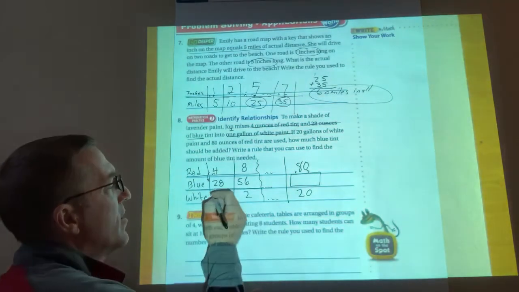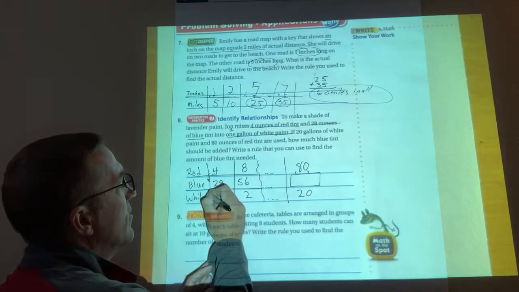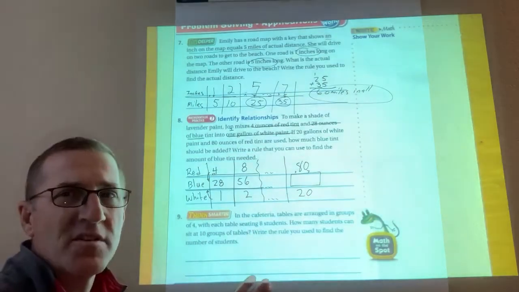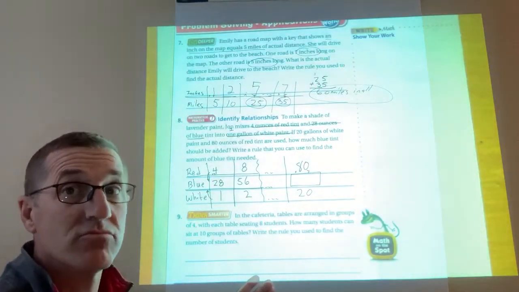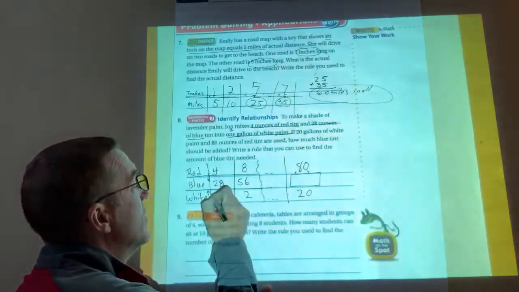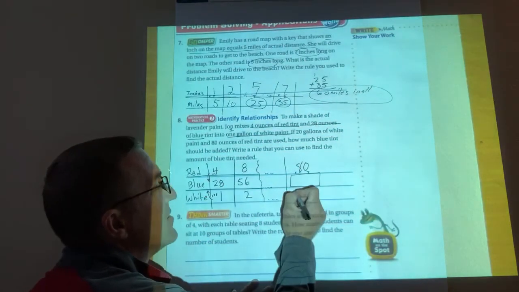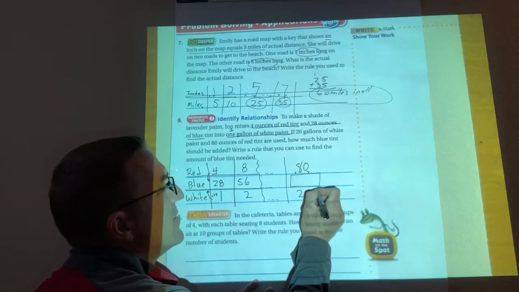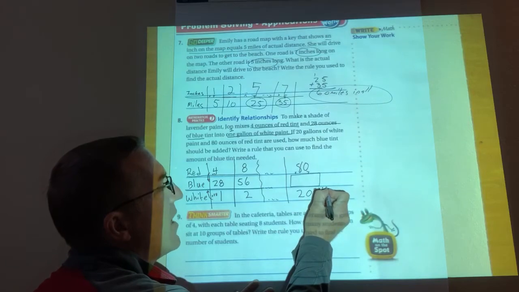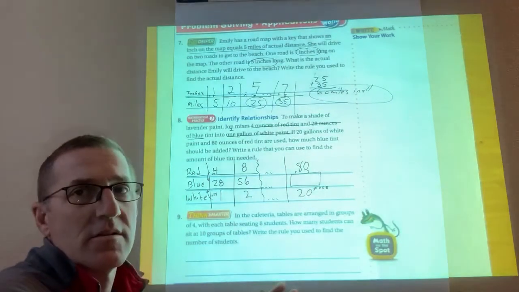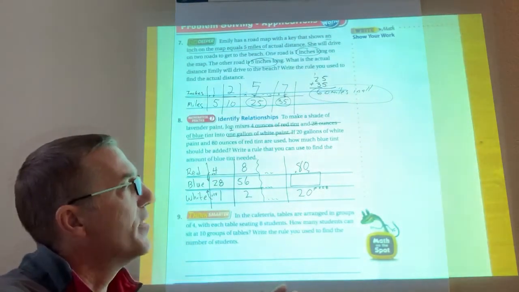Okay, and then if I wanted to go from white to blue, what would I do? Well, from 1 to 28, I multiply by 28. That's an easy one. Okay. So this is either times 7 or this is times 28. So, will they both work out?